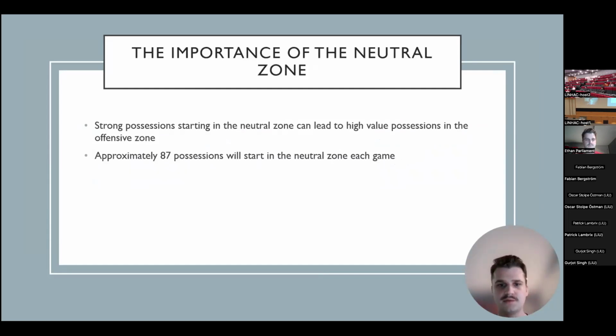This research will focus on possessions that start in the neutral zone. Usually these possessions are unstructured and have high pressure from the opposition. Usually there will be about 90 or so possessions in the neutral zone each game, so knowing how to optimize your strategy in each possession can allow for great results.